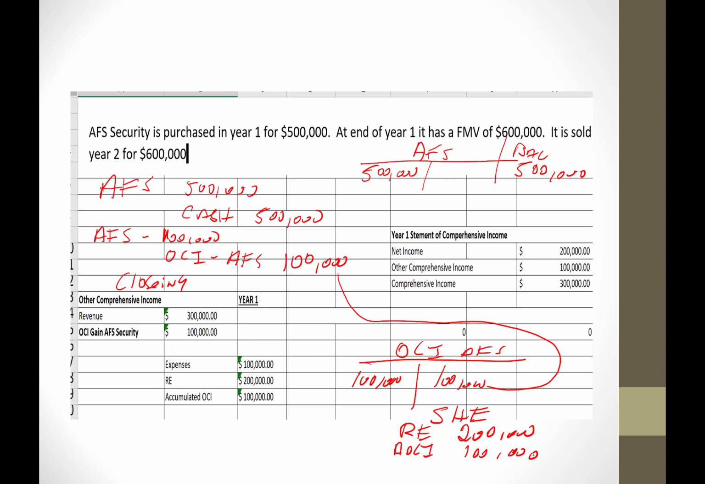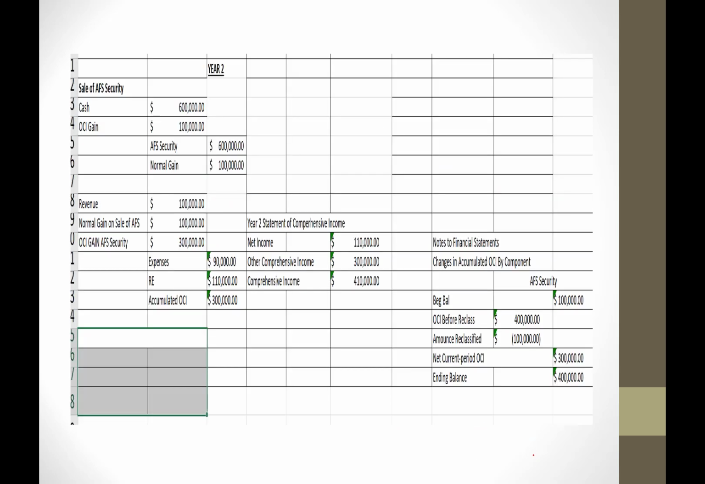We're going to go into year 2 on this thing because remember we end up selling this security, don't we? In year 2? Okay, so let's do that first. In year 2, when we sell the security, right here, guys. This thing's driving me nuts. In year 2, when we sell the security, we debit cash for $600,000, don't we? We credit the security for $600,000. Easy enough, right?